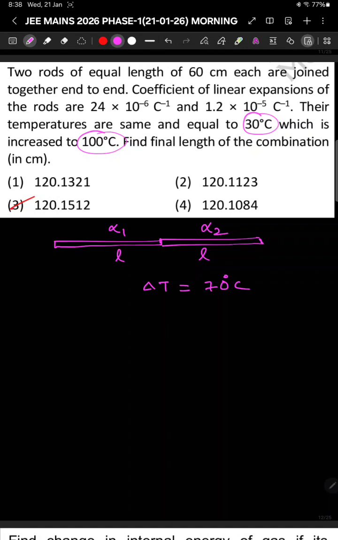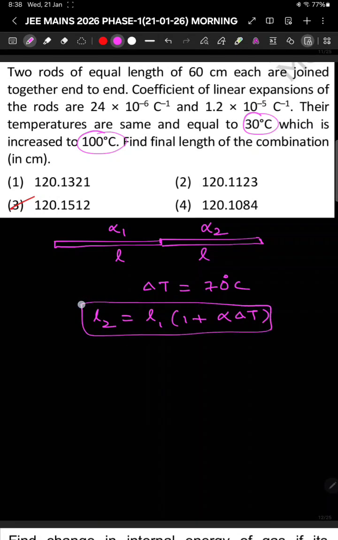Find the final length of the combination. So due to expansion, L2 equal to final length equal to initial length into 1 plus alpha delta T. This formula is a concept. Now apply this formula for first rod: initial length L into 1 plus alpha 1 delta T. Apply the formula for second rod: initial length L into 1 plus alpha 2 delta T.